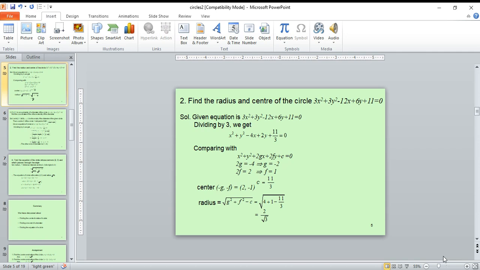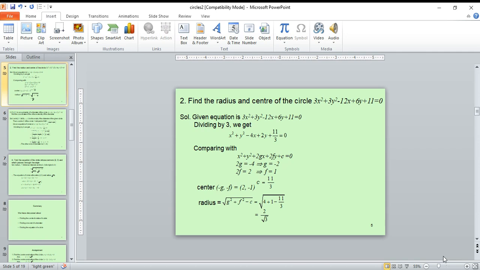Comparing this equation with the general equation of a circle, that is x square plus y square plus 2gx plus 2fy plus c equal to 0. Here x square equal to x square, y square equal to y square, and minus 4x equal to 2gx, so 2g equal to minus 4. 2y equal to 2fy, so 2f equal to 2, and constant c equal to 11 by 3.